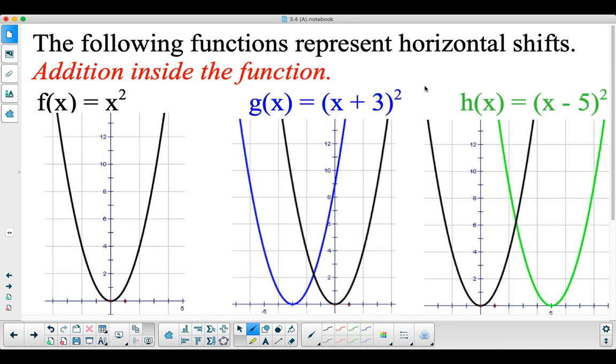All right, and then horizontal shifts, those happen inside the function. So what you're going to do is addition inside the function. If you're moving it to the left, you're going to add something to the inside of the function like this with the squared on the outside. If you're moving to the right, you're going to add a negative or subtract something from the inside there and then square on the outside.